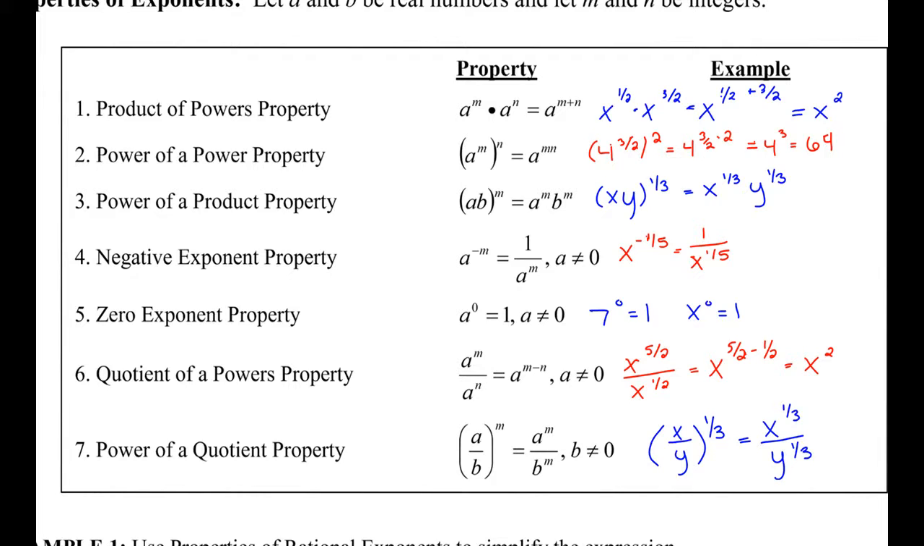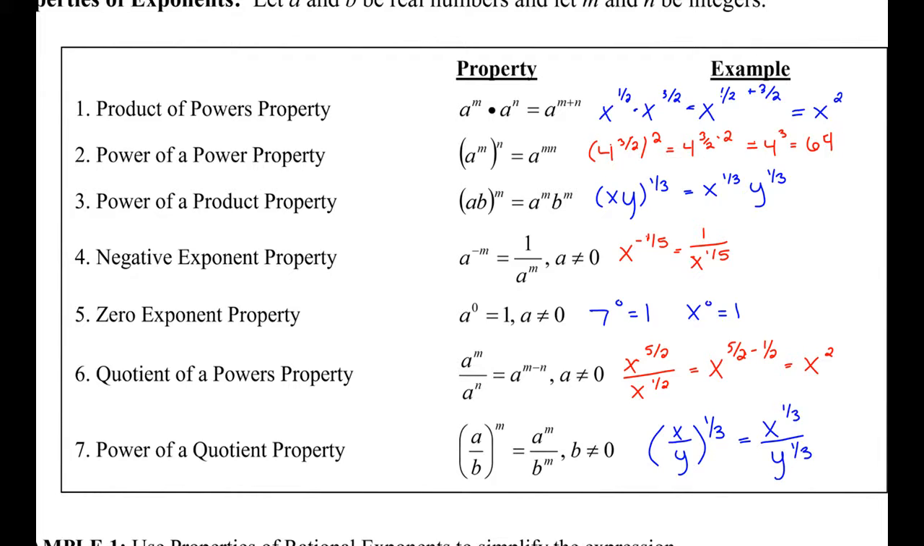So the product of a power property says when we have the same base being multiplied together that we add the exponents. That's still true here. 1/2 plus 3 over 2 gives us 4 over 2, which simplifies to 2. When we have a base raised to a power raised to another power, that means we multiply the exponents. So 3 over 2 times 2 gives us 4 to the third power, which is equal to 64.